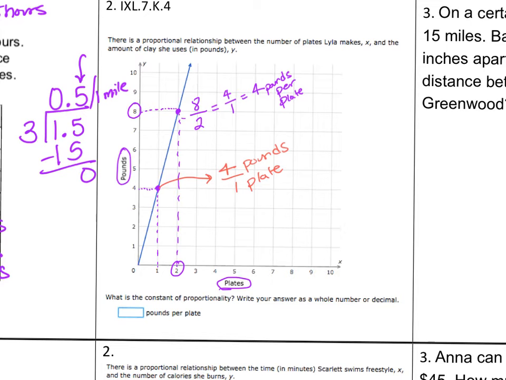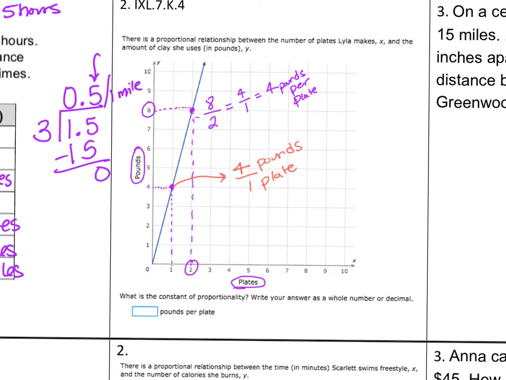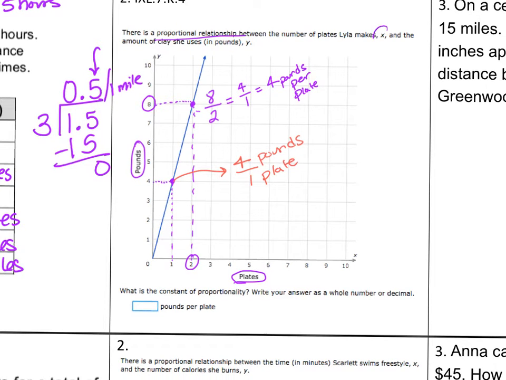So now let's look at the question. It says there is a proportional relationship between the number of plates Layla makes, the number of plates is X, and the amount of clay that she uses is Y, which we know that Y is on this axis and we know that X is on this axis. So it says, what is the constant of proportionality? Write your answer as a whole number or as a decimal. So constant of proportionality, if you guys remember, that just means unit rate.